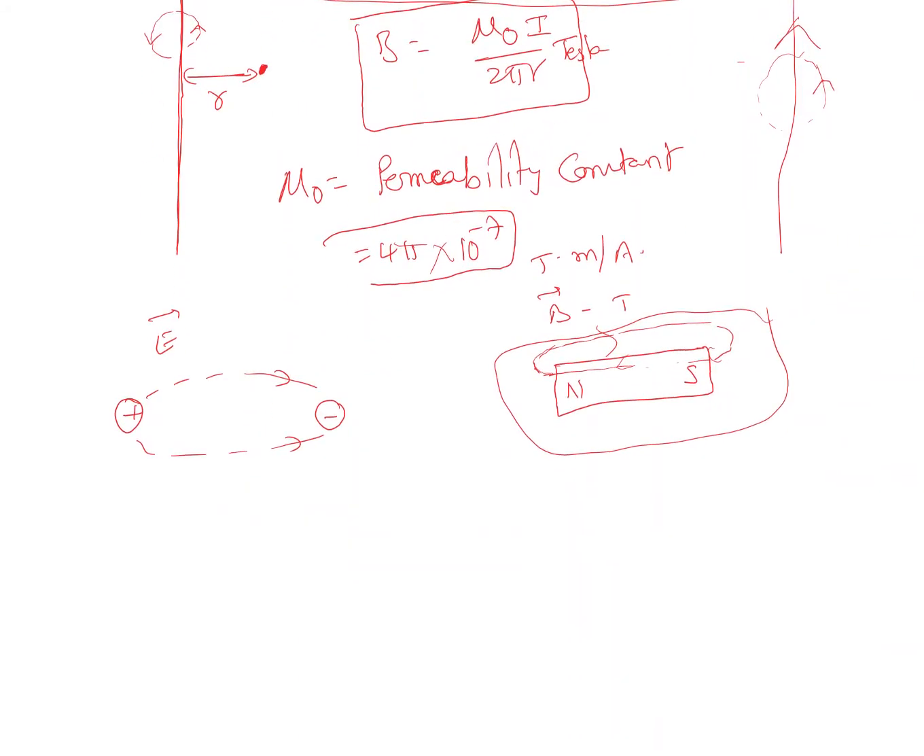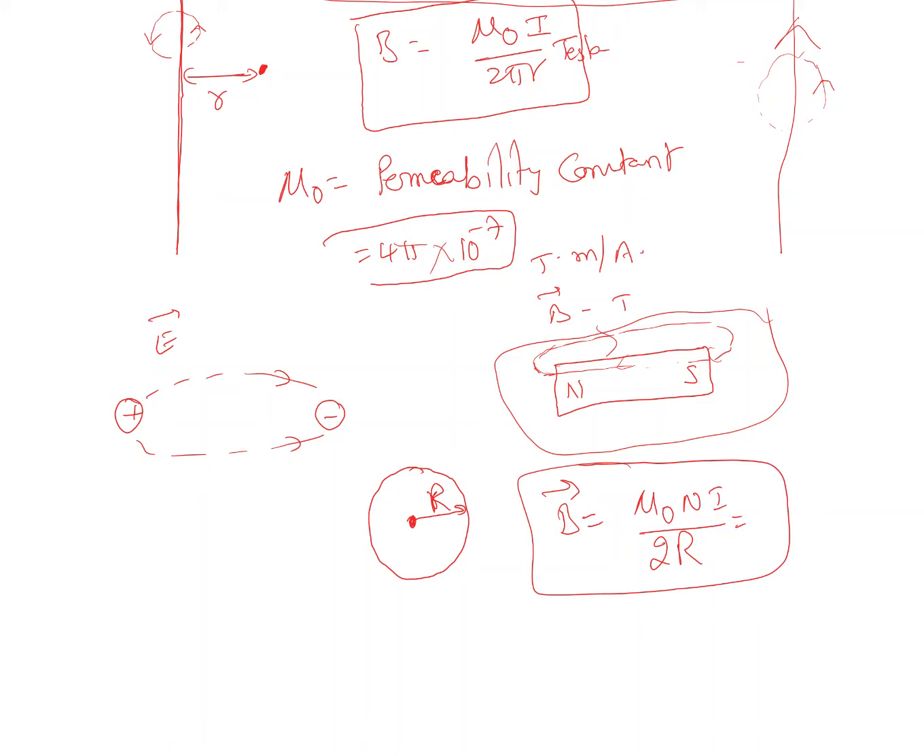Now if I make that straight wire into a loop with a radius r, the magnetic field strength B equals mu naught n I over 2r. This is the magnetic field at the center of that coil. B is the magnetic field at the center of the coil.